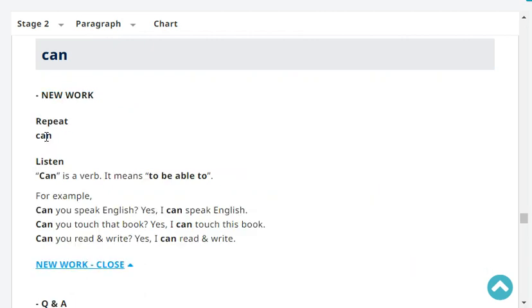Can. Pen. Very good. Okay, listen. The word can is a verb. It means to be able. So you're able to do. Can. For example, can you speak English? Yes, I can speak English. Can you touch the book? Yes, I can touch the book. Can you read and write? Yes, I can read and write.